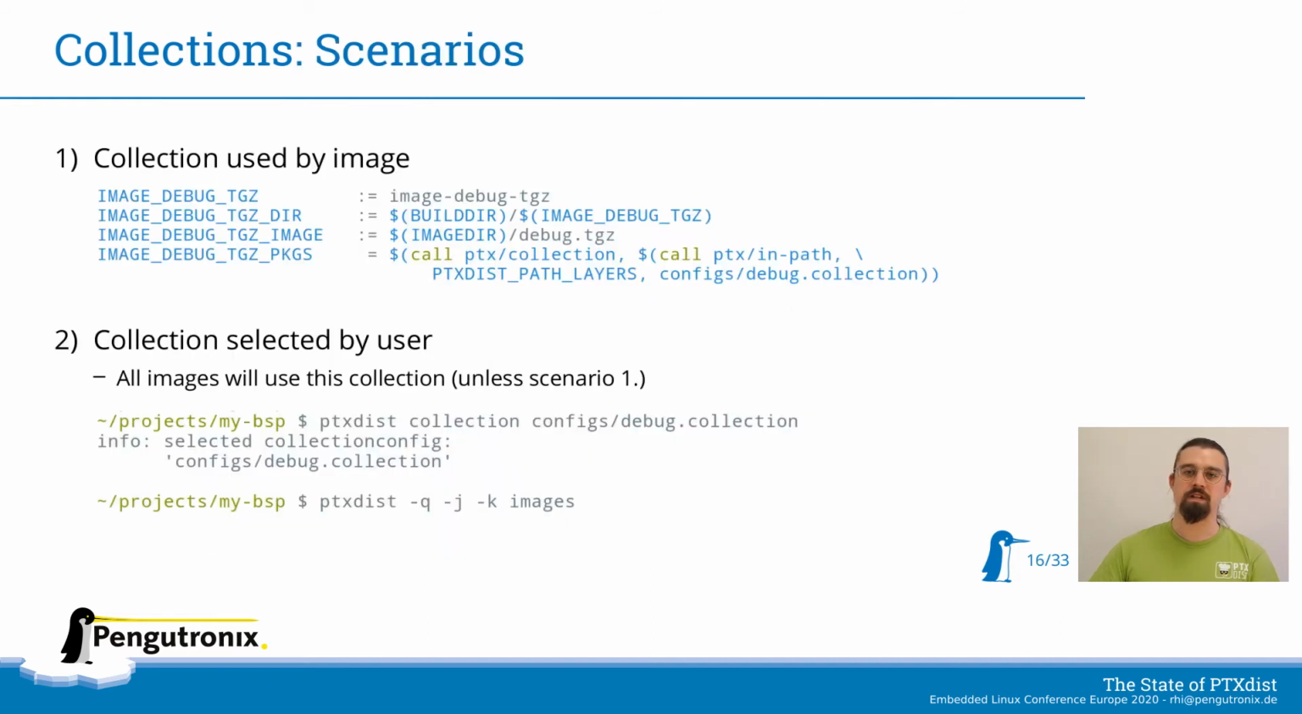So there are different scenarios here. As I already said, you can select them before building your image. So you would just use PTXdist collection with the path to the collection config and then build your image. Or the image that you build can also use the collection by using this packages variable here. And then the image will use the software from the collection. And in the second scenario, every image that doesn't explicitly use a selected collection just uses the collection you selected with this PTXdist command.